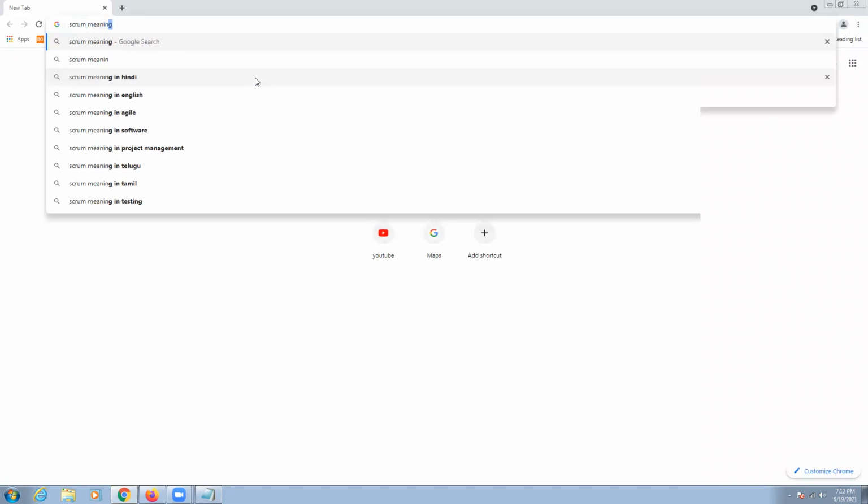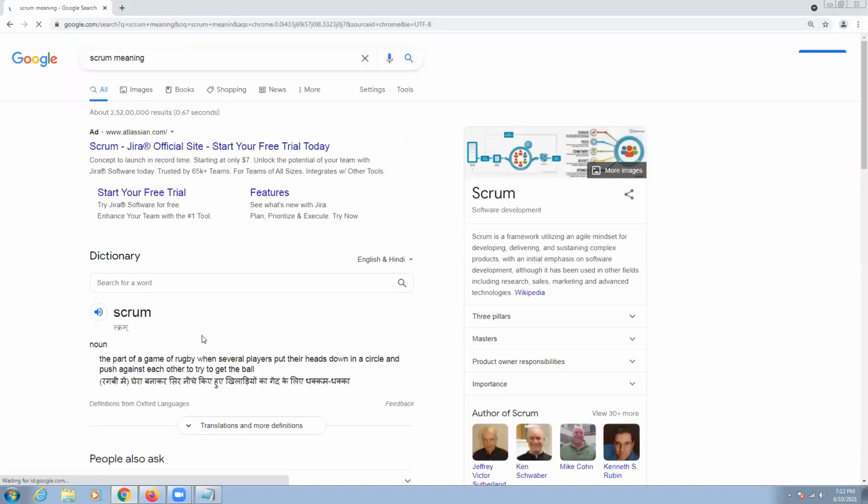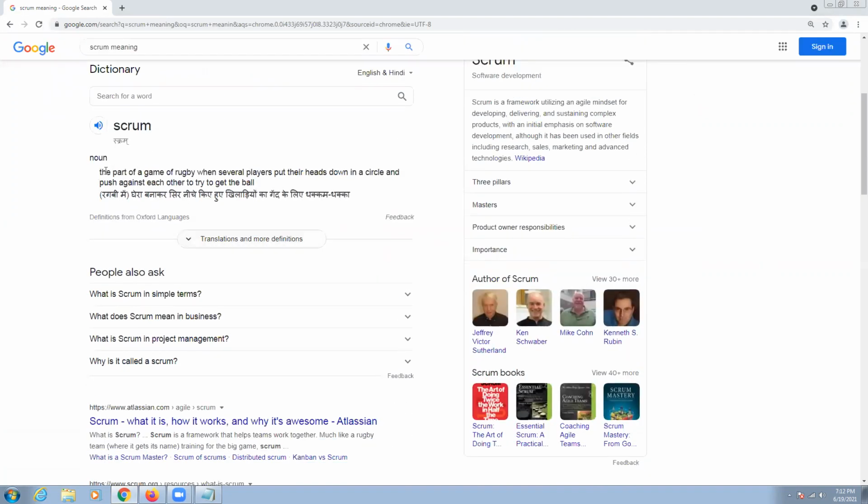Scrum meaning: the part of a game of rugby when several players put their heads down. Now, is it only rugby that has this, or is there a group of players evenly playing in cricket, in football? What happened? There's no group play in cricket.